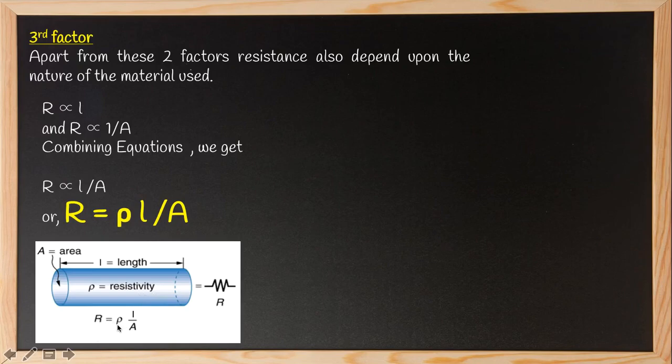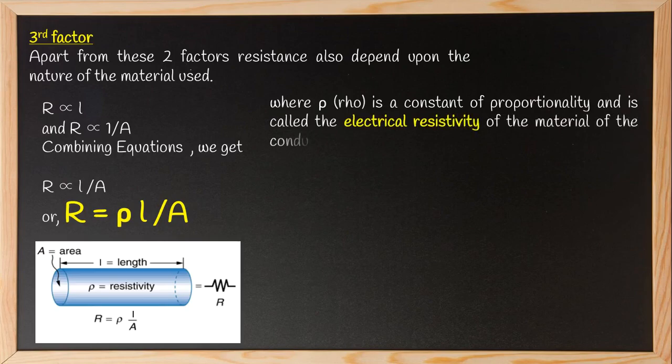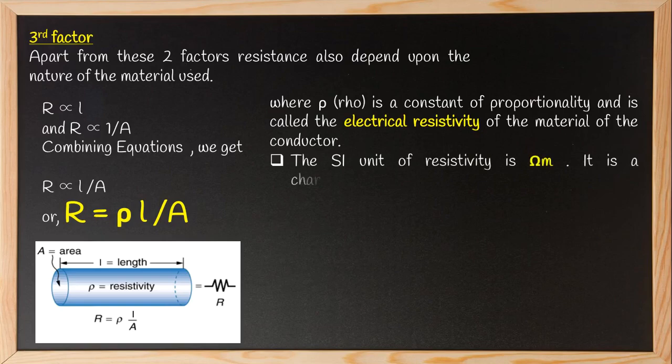So R is equal to rho L by A, where A is nothing but the cross section or the width of the conductor. Rho is a constant of proportionality and it is called the electrical resistivity of the material of the conductor. The SI unit of resistivity is ohm meter and it is a characteristic property of the material.